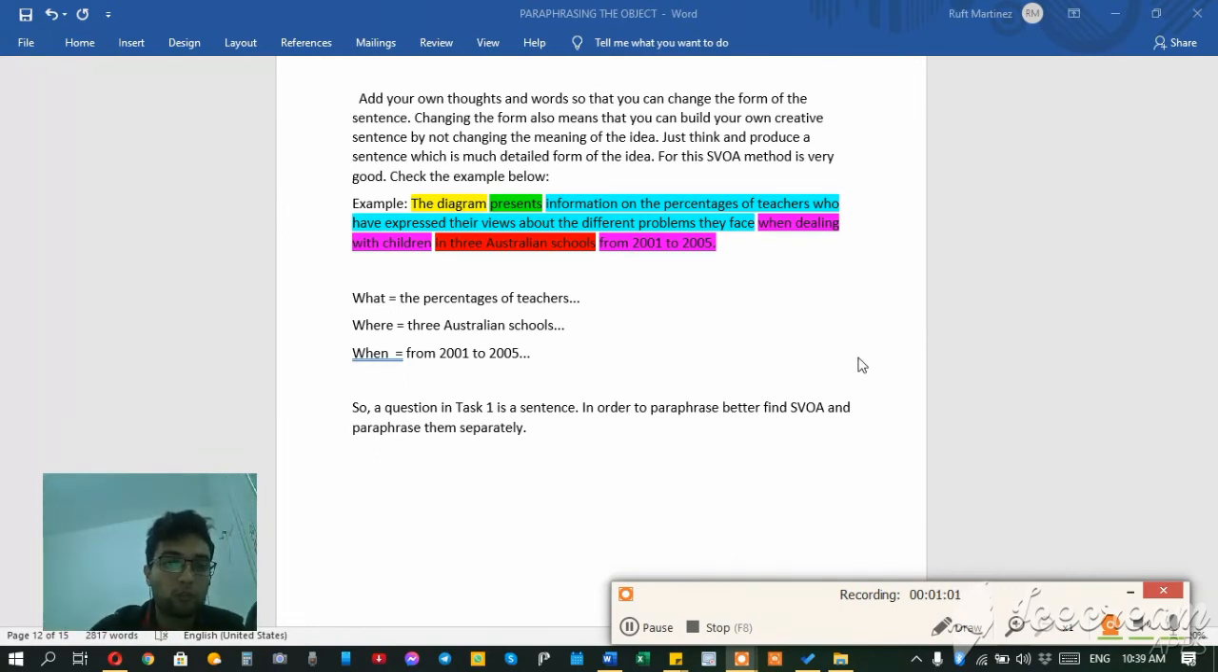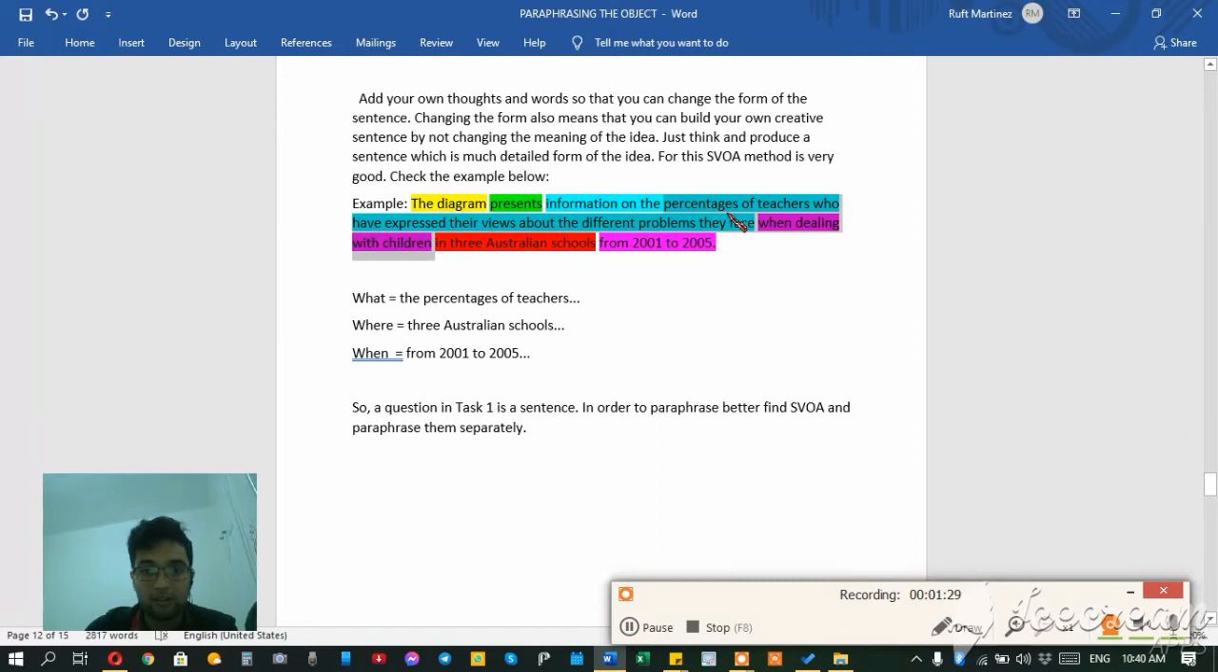Okay, but which teachers? I saw the diagram. And in the diagram, it tells me the teachers express their views about the different problems they face, and I combine it with a relative clause to the teachers. Next question is when? Where? 3 Australian schools, this when dealing with children, belong to this object.